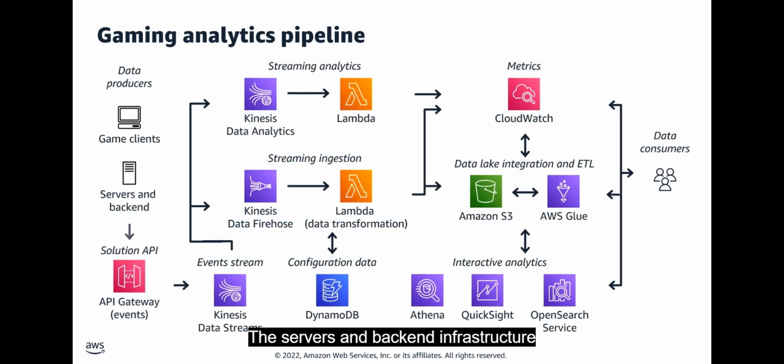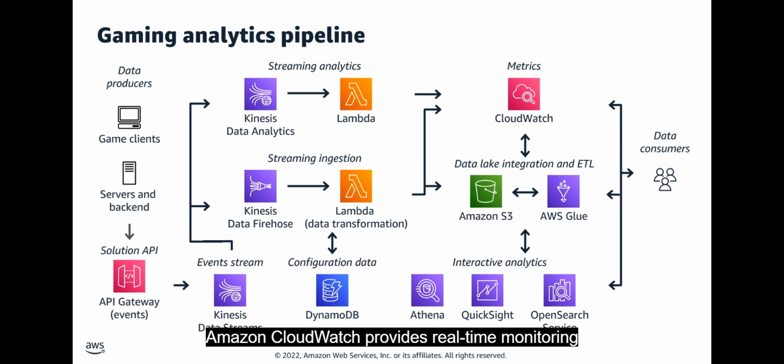The servers and back-end infrastructure that support the games produce data that Amazon Kinesis Data Streams ingests through Amazon API Gateway. Amazon Kinesis Data Analytics and Kinesis Data Firehose process the data from Kinesis Data Streams in real time by invoking AWS Lambda functions. These functions process and transform the data. Amazon S3 then ingests the data from Kinesis Data Firehose for further batch analysis.